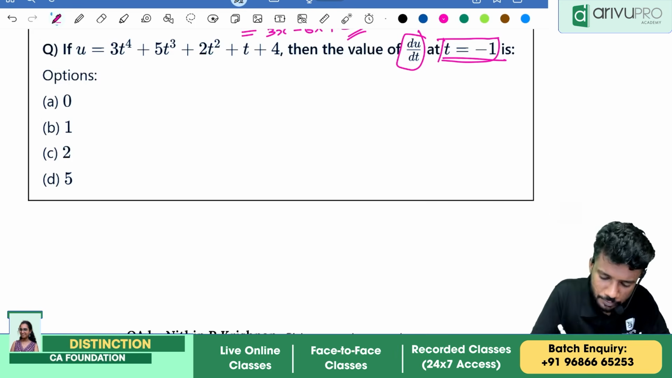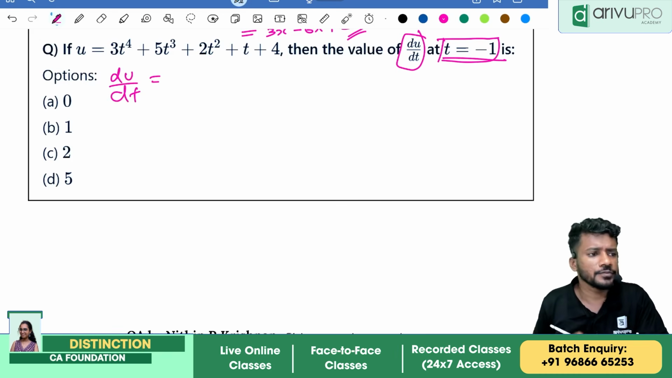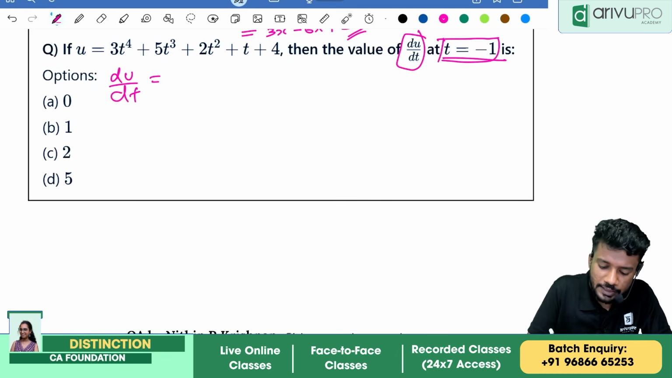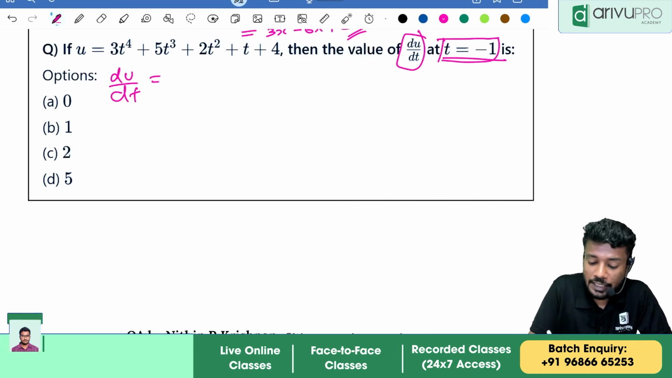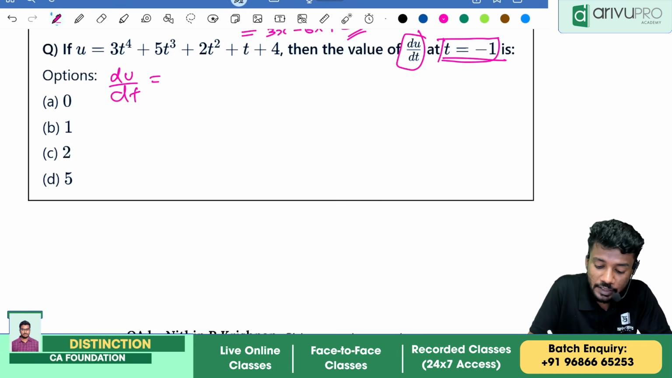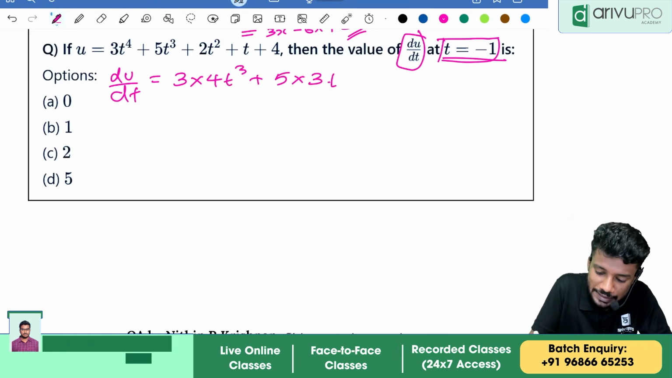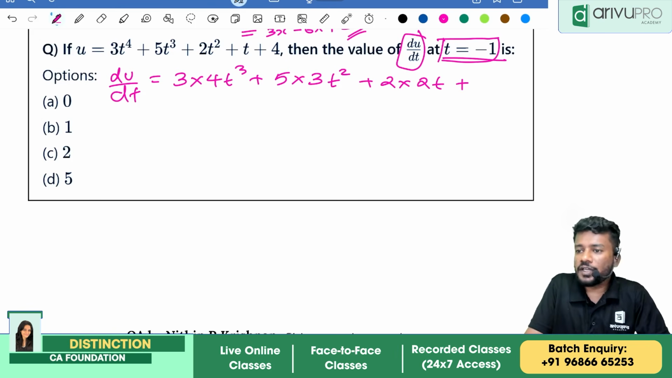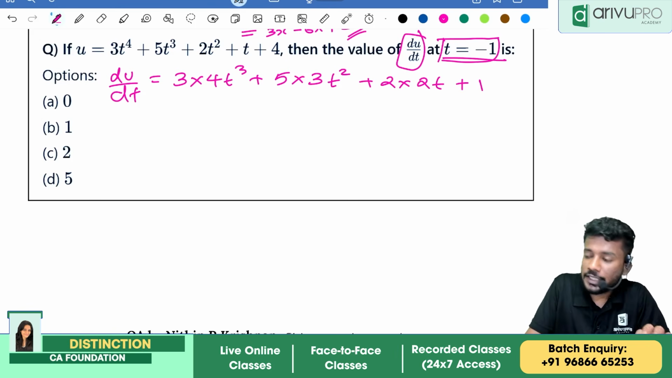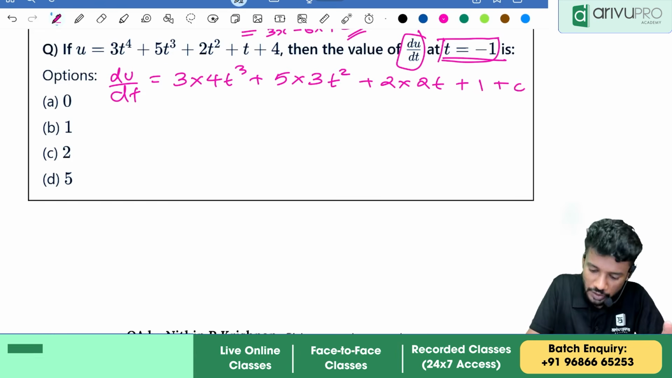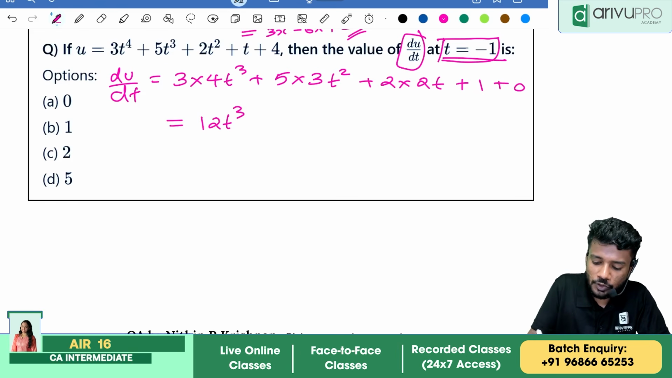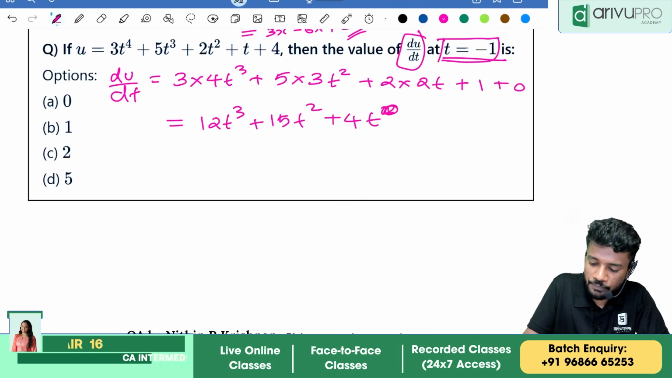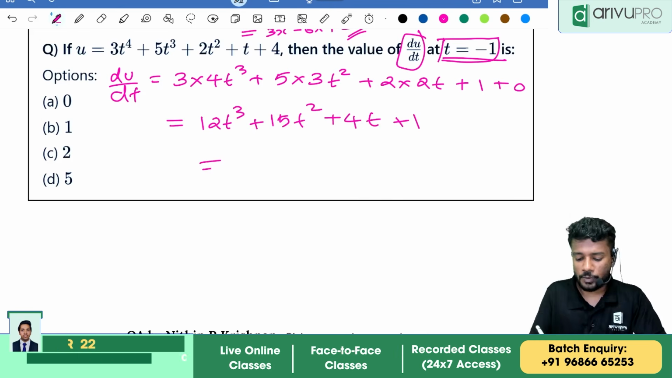Okay. Now, du by dt is what? Yes, derivative of 3t raised to 4, that is how much? I can write 3 into 4t cube plus 5 into 3t square plus 2 into 2t plus derivative of t is how much? 1. Then derivative of constant 4 is how much? 0. So how much is remaining? 12t cube plus 15t square plus 4t plus 1.